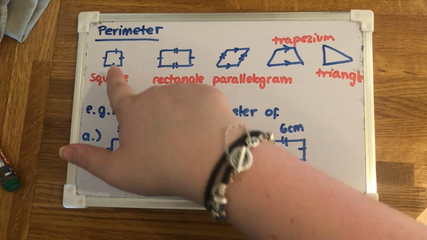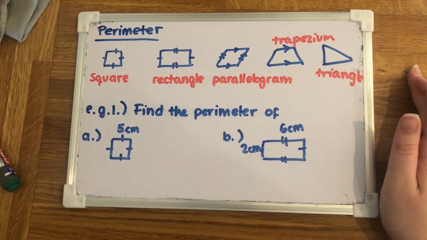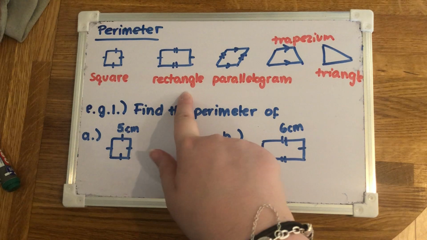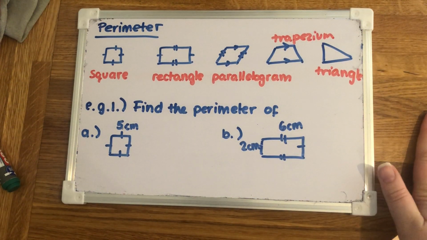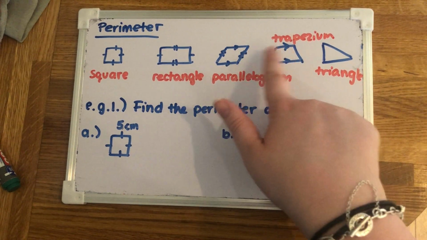So you've got a square, which is the one where all the sides are the same, and also all the angles inside are the same, and they're all 90 degrees. A rectangle is very similar to a square, except the opposite sides are the same, and all the angles are the same, and they're 90 degrees. These two generally get mixed up.